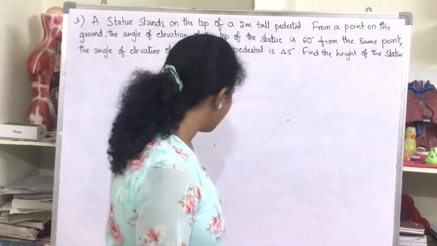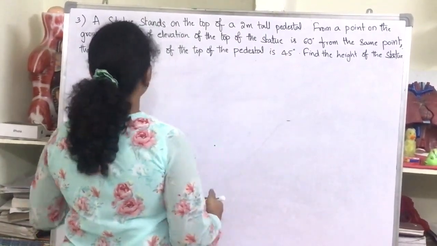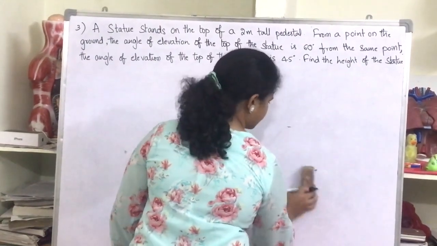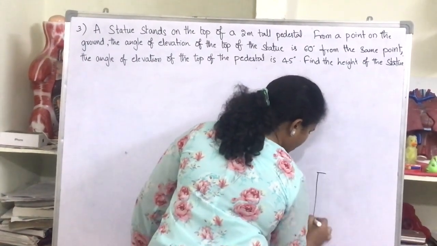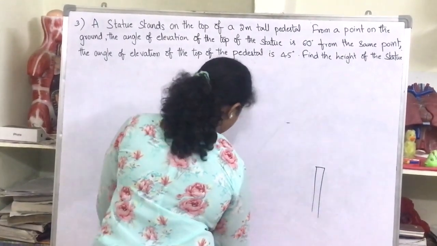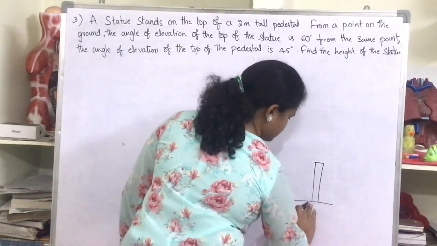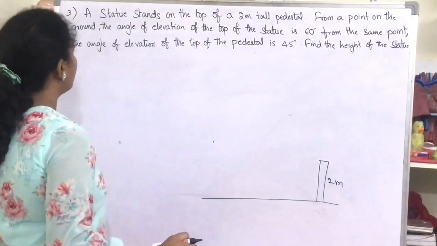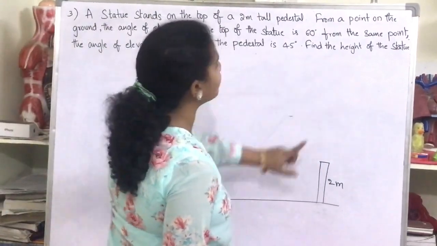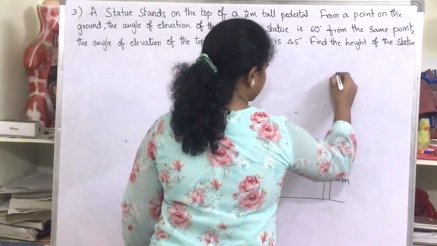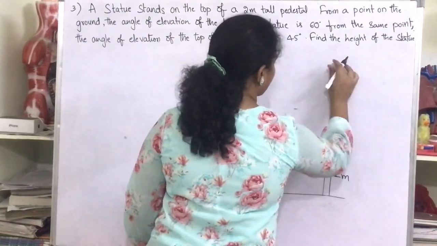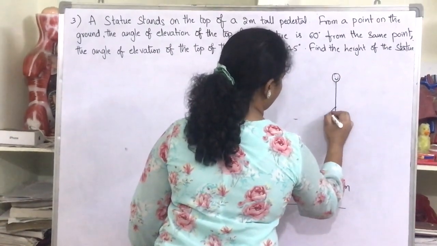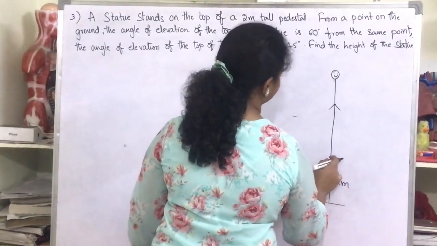Now here, let's make a diagram according to the given data. You have a pedestal. You have a 2-meter tall pedestal with us. So this pedestal is with 2 meters of height. And next, a statue stands on the top of the pedestal. So here you have a statue, which stands on the top of the pedestal.